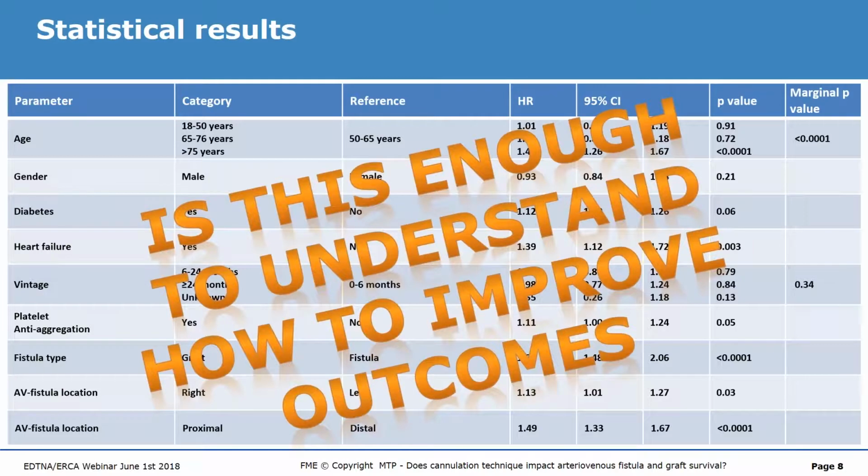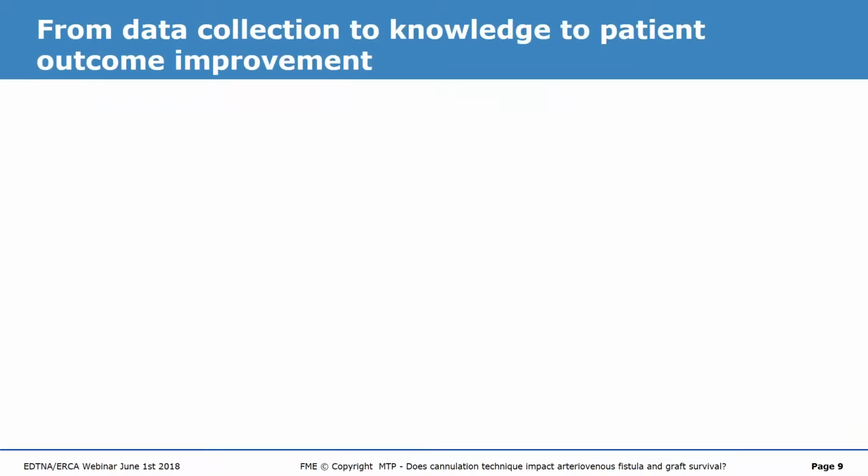But there is another question that we should ask ourselves. Is this enough to understand how to improve outcomes? Probably not. There is a specific process that we have to follow: from data collection to knowledge, this is the very important word, knowledge, to patient outcome improvement.